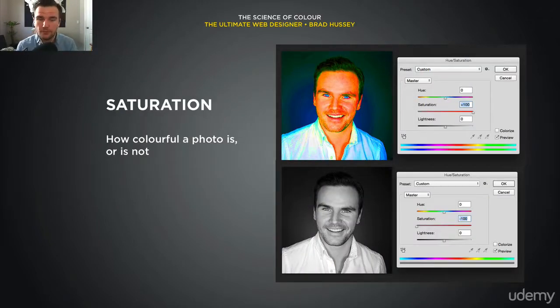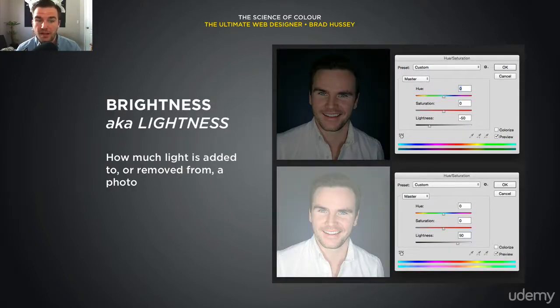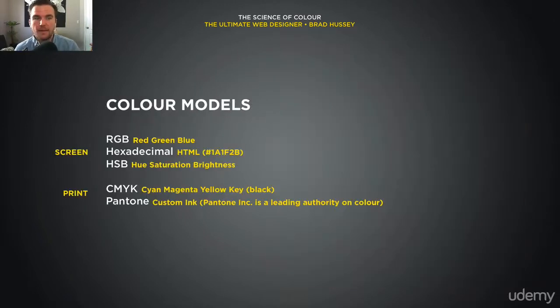Saturation is how colorful a photo is or is not. So right here on the right, we have a picture of me with the saturation of the photo dragged straight up 100%. And at the bottom, we have a black and white photo where the saturation is completely removed from the photo. Brightness, also known as lightness within Photoshop. How much light is added to or removed from a photo. So you can see here, the top example, we have 50% less light, and at the bottom, 50% more light.